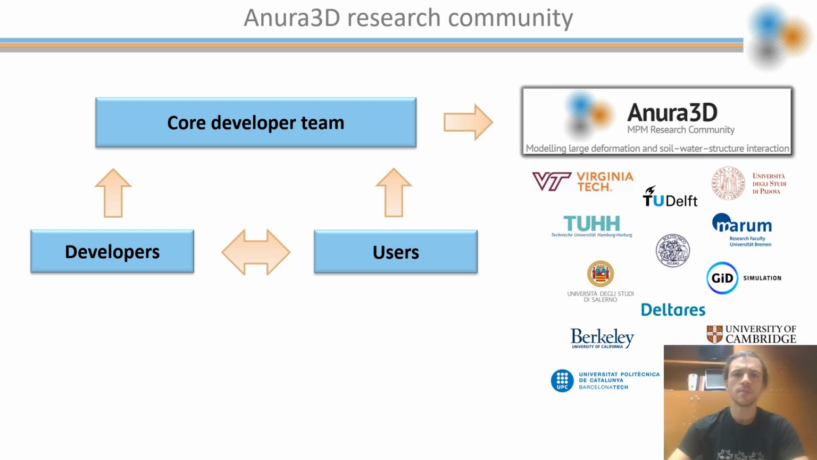The software is developed by the Anura3D NPM research community, which is an international collaboration among different universities and research groups. In particular, in the community, there is a core developer team that coordinates the development and the new releases, with weekly meetings to discuss ongoing developments and fix possible issues in the code. As said before, in 2021, the code went open source, so everybody can contribute to the development of Anura3D.